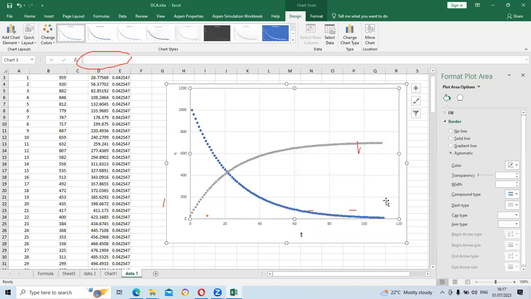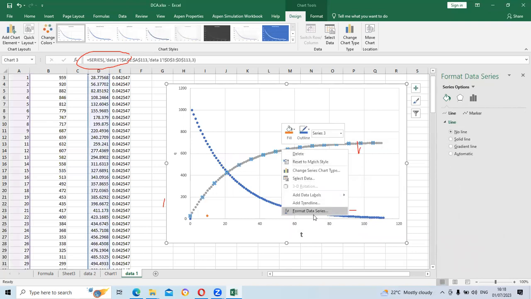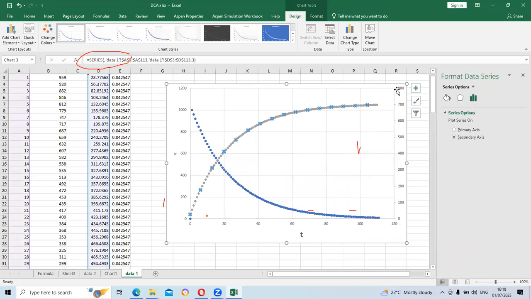So what I will do now is I want to see, this is my axis of flow rate. How do I know this axis? I want to create another axis on this side for cumulative production so that we can easily see. So what I'll do is I'll highlight this, right click, and take format data set. Then I see primary axis and secondary axis. So I will take secondary axis, then it will create me a secondary axis for cumulative production here.